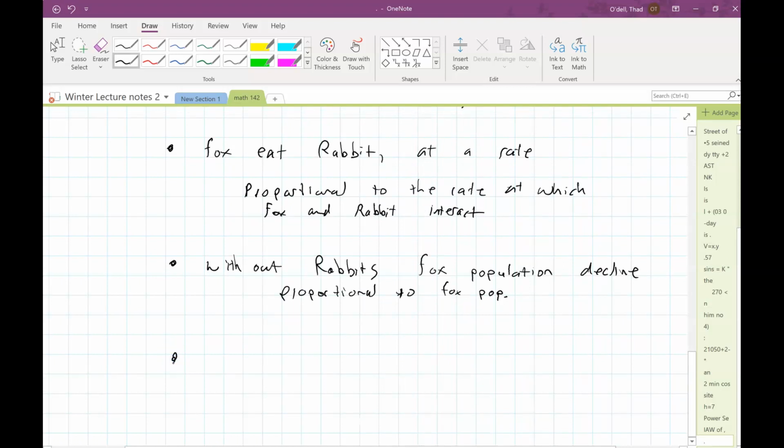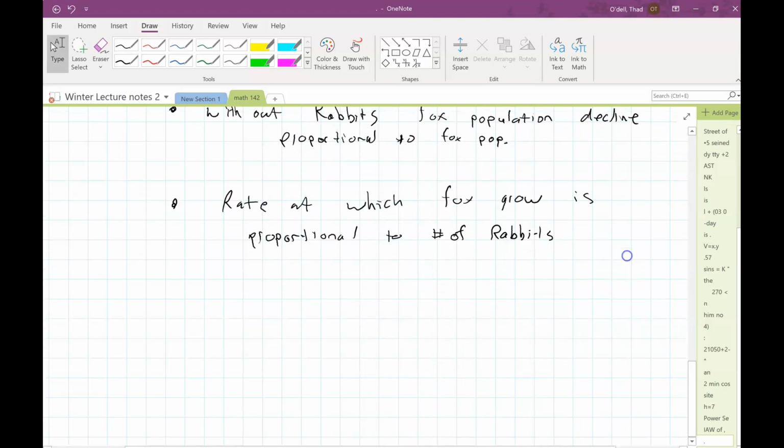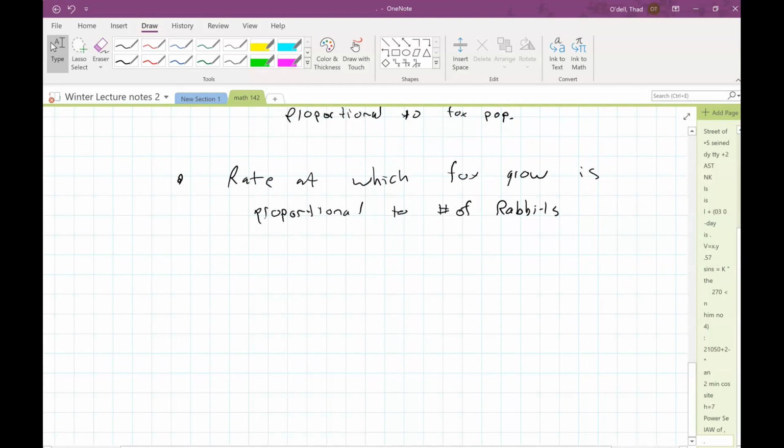The rate at which fox grow is proportional to the number of rabbits. So the more rabbits, because they're eating the rabbits, the more rabbits in the area, the more the fox population is going to grow, or the faster the fox population grows.